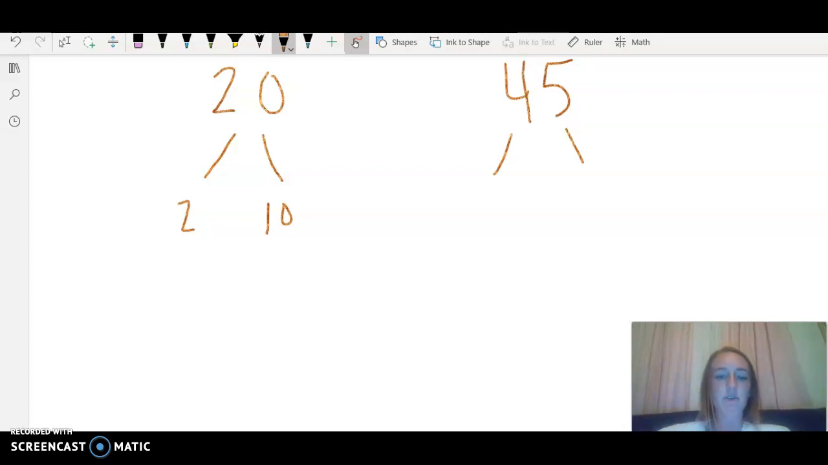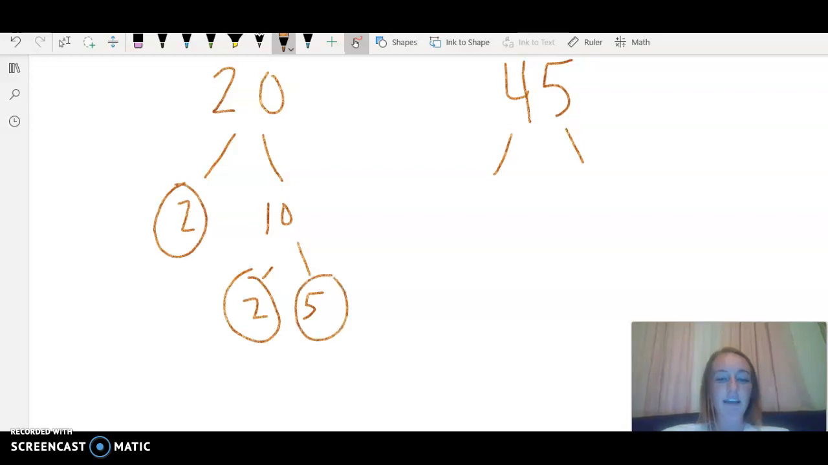So I'm going to stick with 2 and 10, and then I'm going to factor this into 2 and 5. Something I like to do, I don't always do, but when I remember, I like to put the smallest number on the left-hand side so I can kind of go through them. It makes a little more sense in my brain. So I know that 2, 2, and 5 are all prime numbers, meaning I cannot factor them anymore. The only number that goes into them is 1 and itself. So I know that 20 is 2 times 2 times 5.